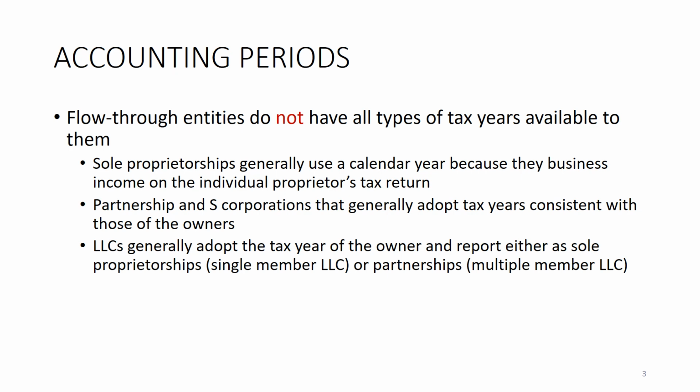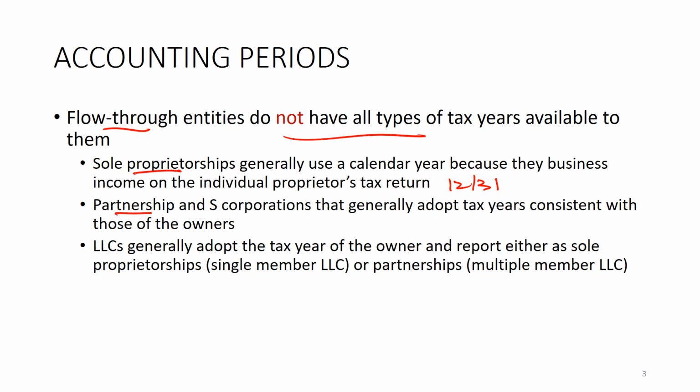This slide illustrates the fact that flow-through entities do not actually have all types of years available to them. They really have to look at their owners in determining what their year end should be. So if you have a sole proprietorship, you're normally going to find that that's a 12/31 year end because the individual's tax return is probably using a 12/31 year end. So that's certainly the most common.